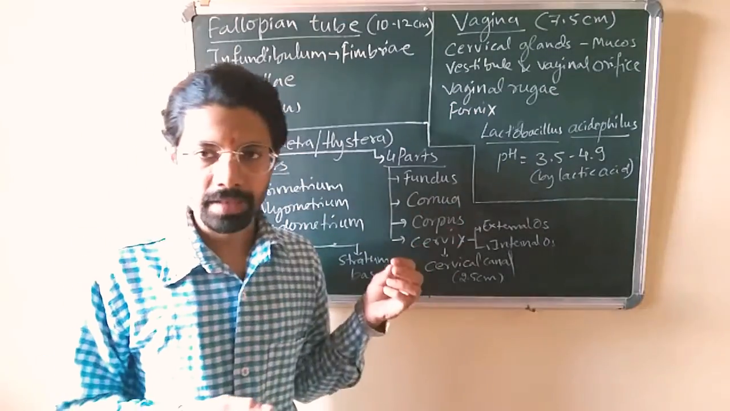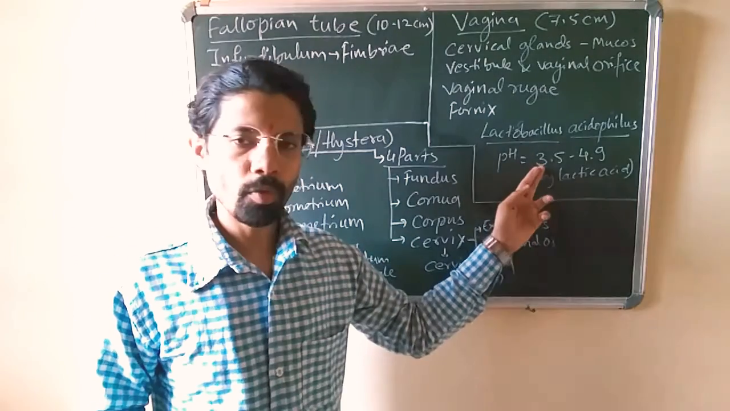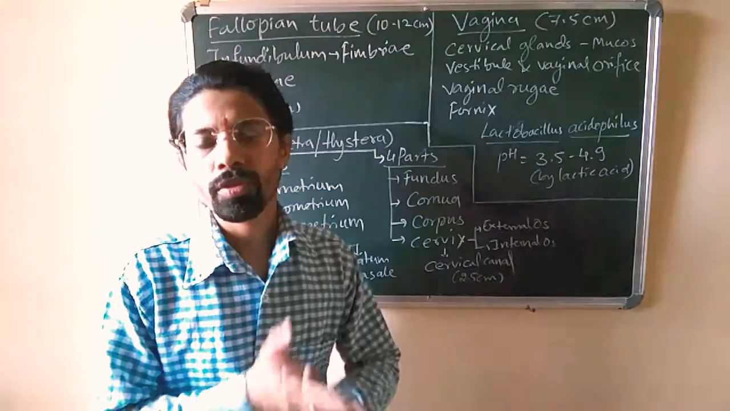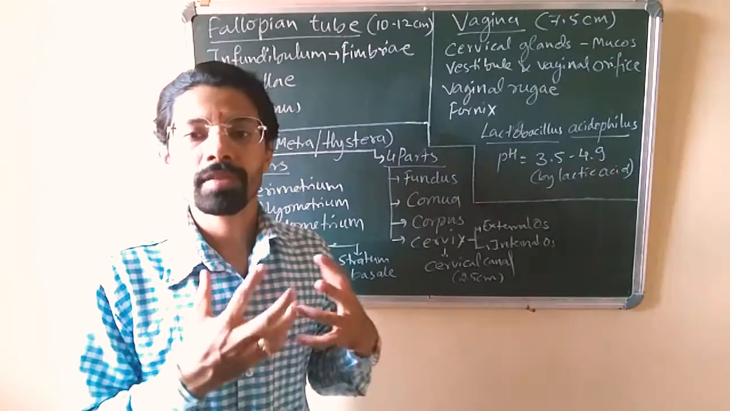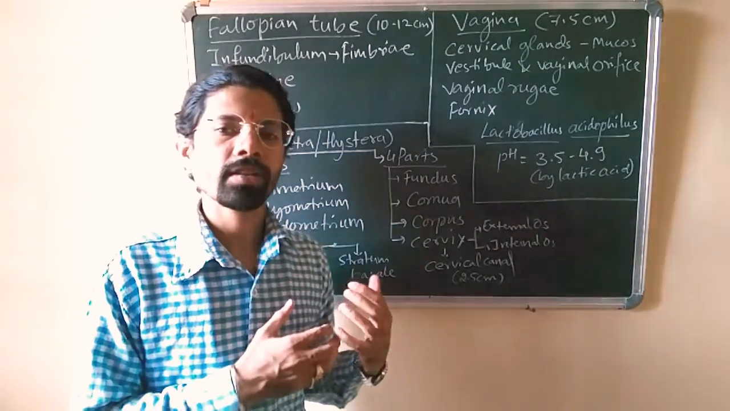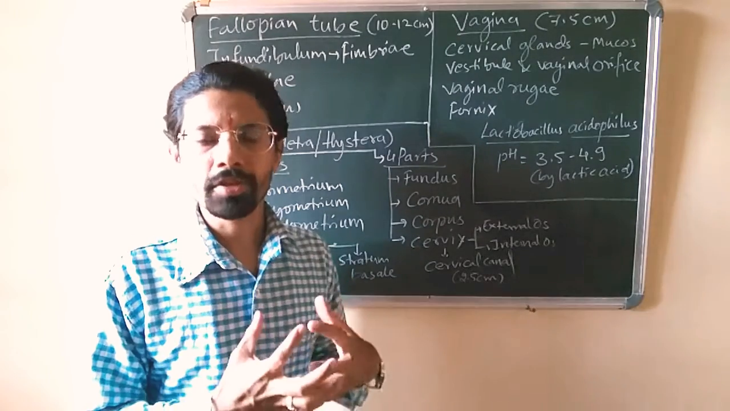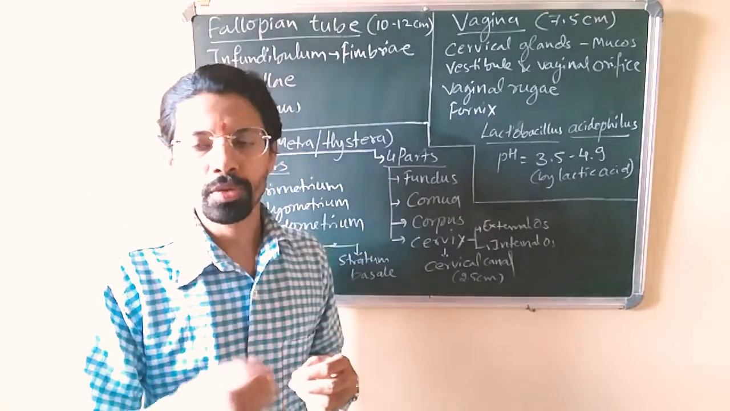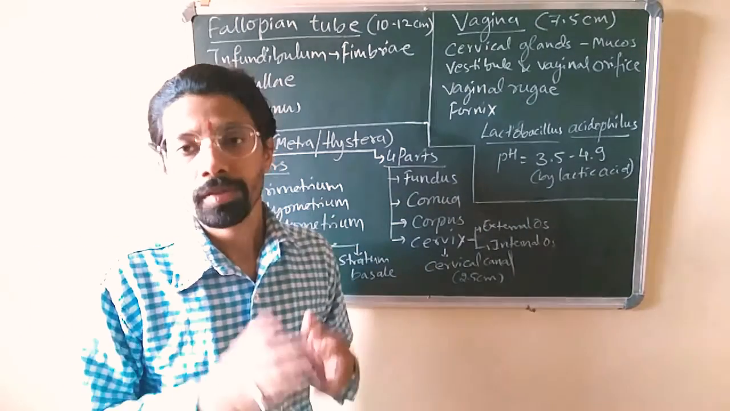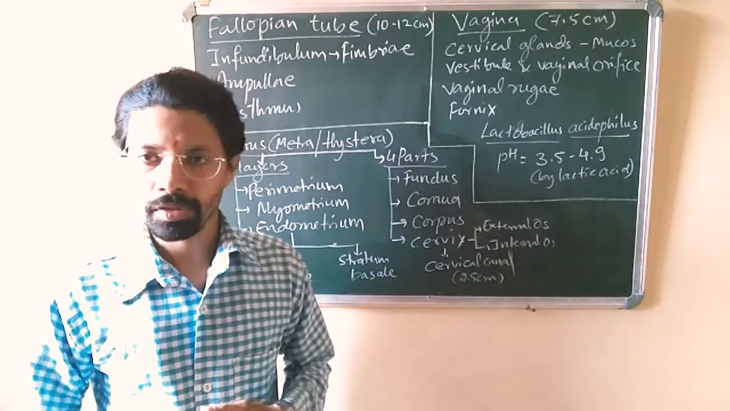It produces lactic acid. This lactic acid maintains the pH of the vaginal canal between 3.5 to 4.9. Now this 3.5 to 4.9 is the optimum pH of the vagina. This pH protects the vaginal canal from any kind of microbial infections. So to protect the vaginal canal from any foreign infectious organisms, naturally Lactobacillus acidophilus produces lactic acid inside the mucus of the vaginal canal. These are all the important points with respect to your theory as well as your entrance test.